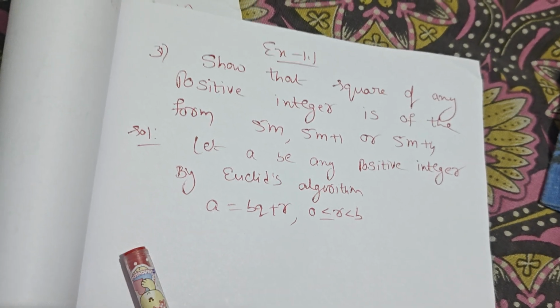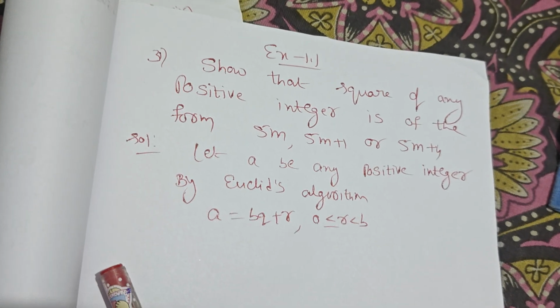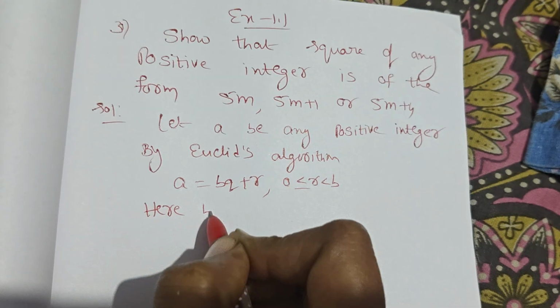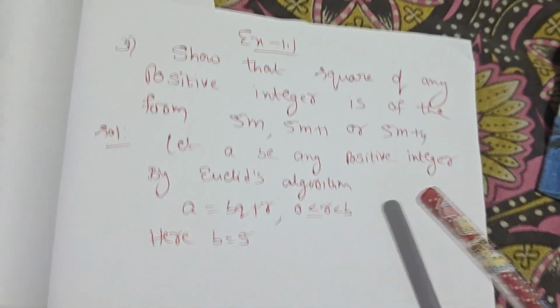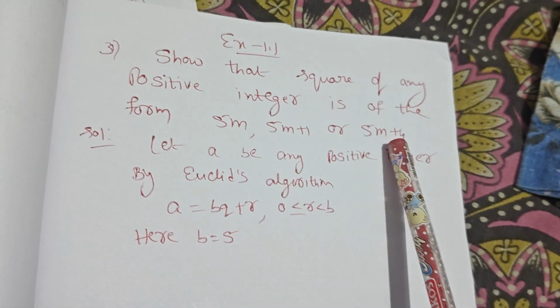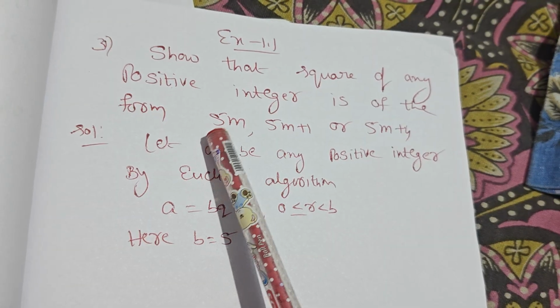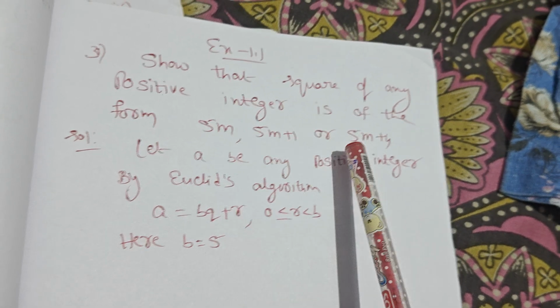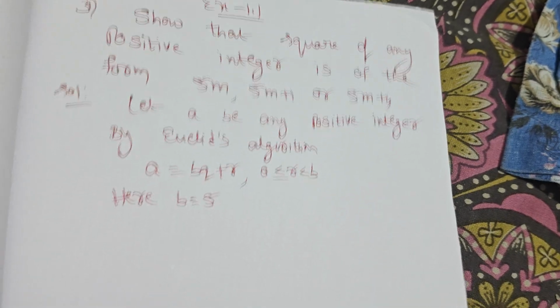Here, what is the value of b? The value of b is 5. So, here b equal to 5. Did you understand why I am taking 5? These are in the form of bq plus r, so the value of b is 5. Here also the b value is 5.